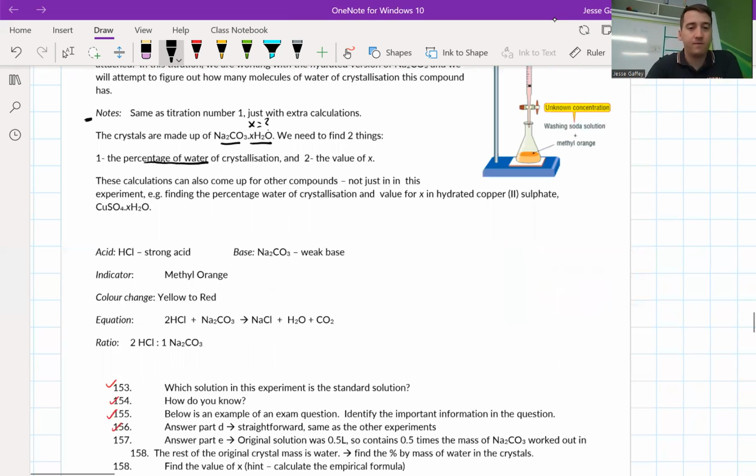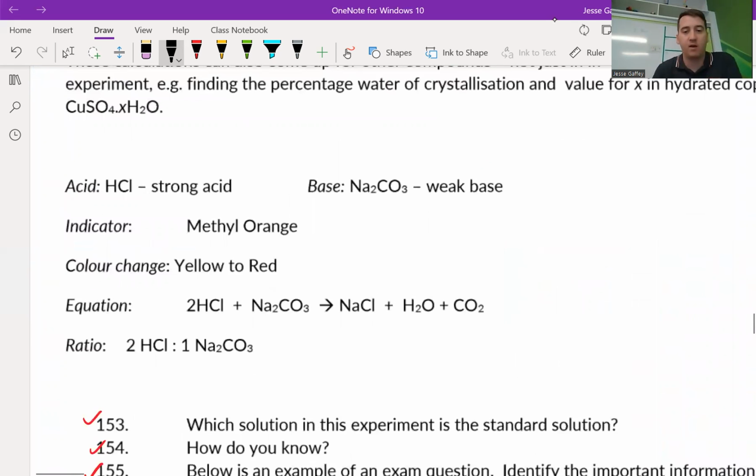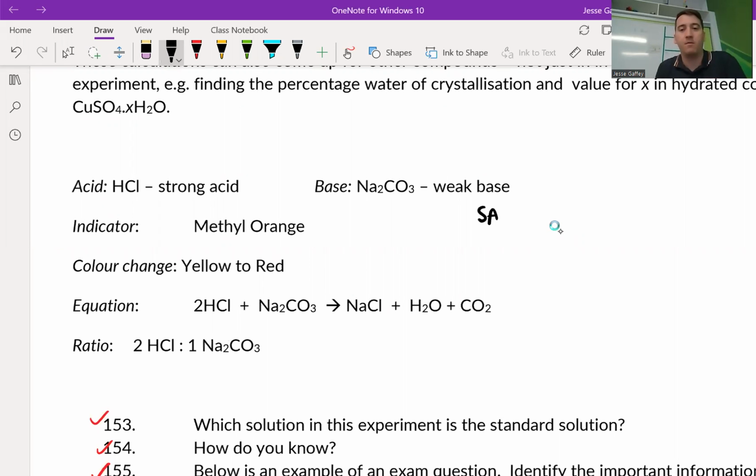Okay, so some points to make, a little bit of background about the titration. This is a strong acid, weak base titration. So you remember the acronym SAWBMO: strong acid, weak base, methyl orange. Methyl orange, therefore, is the indicator. So as you can see here, the indicator for this titration is methyl orange.